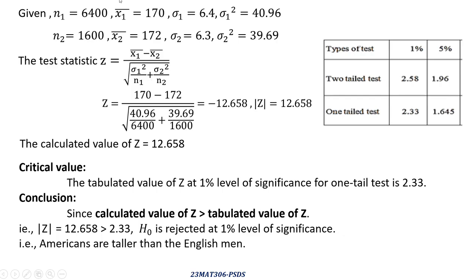This is the formula. In this formula, all the values are given. We substitute them and find the calculated value, which is equal to 0.658. The significance level is 1%. Since a greater than symbol is tested here, it is a one-tailed test, so we have to find the value for 1%. For a one-tailed test it is 2.33. The calculated value is greater than the tabulated value, so we reject H naught. That means we accept H1, that Americans are taller than Englishmen. So the statement is true.